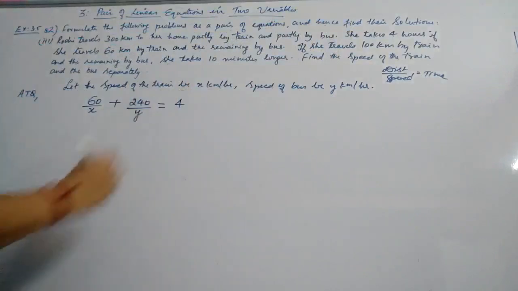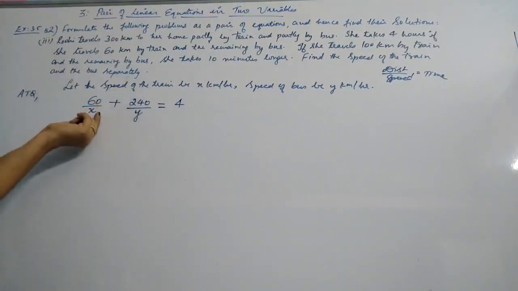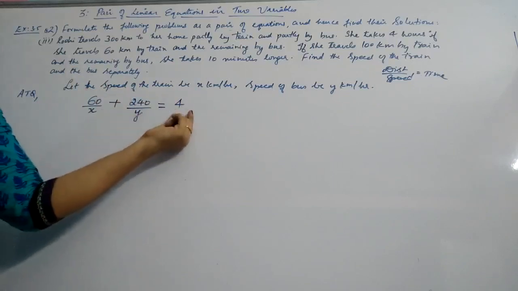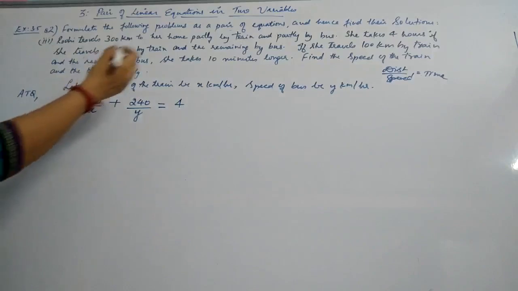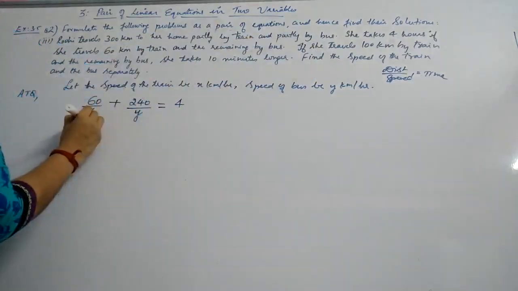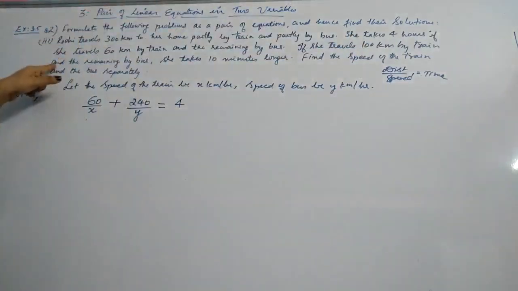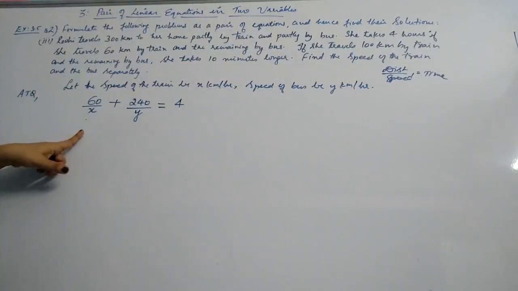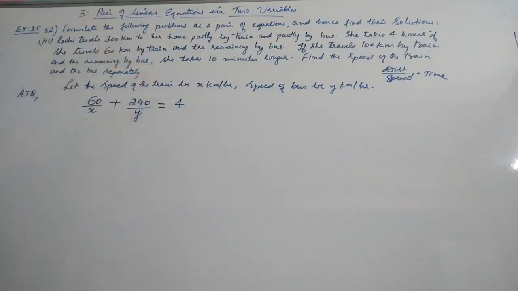So that can be equated to 4, because this is time plus this time. Time travelled by train plus time travelled by bus is equal to the total time. Okay, so this is the time. The next equation which you will get is, that is your 100 km. If she travels 100 km by train, that is 100 by x will be the time taken by the person to travel through train, and the remaining by bus. Again, remaining by bus means 300 minus 100 will give you the remaining, which is 200.